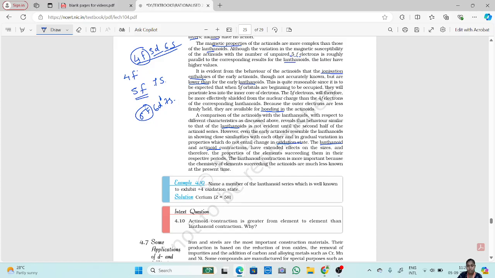The lanthanoid contraction is more important because the chemistry of elements succeeding the actinoids is much less known at present. So as of now, lanthanoid contraction is more important because the study of actinoid molecules is not completed at present. So therefore, lanthanoid contraction is more important than actinoid. Okay.